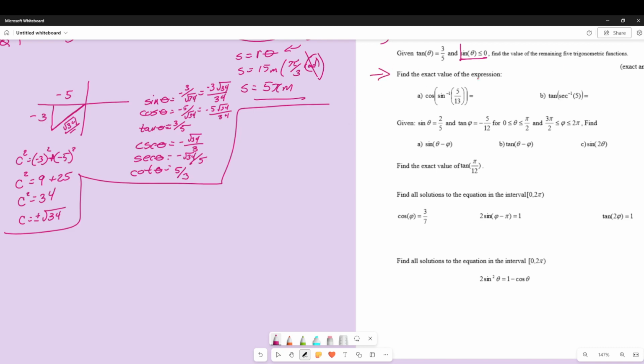So, find the exact values of our expressions. So, let's do it over here. We want the cosine of the sine inverse of 5/13.